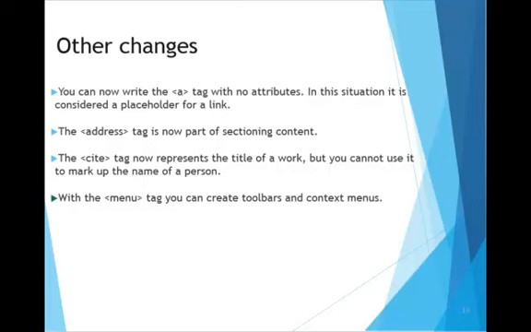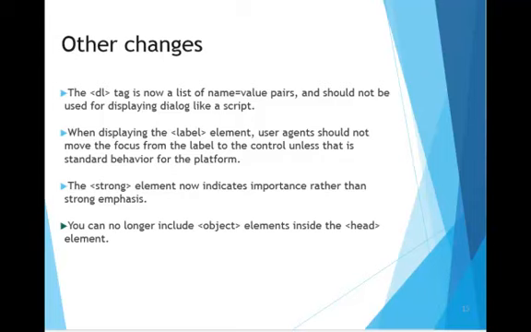The address tag is also part of sectioning content, and the cite tag now represents the title of a work, but you cannot use it to mark up the name of a person. With the menu tag, you can create toolbars and context menus. The DL tag is now a list of name-value pairs and should not be used for displaying dialog like a script. When displaying the label element, user agents should not move the focus from the label to the control unless that is the standard behavior for the platform.